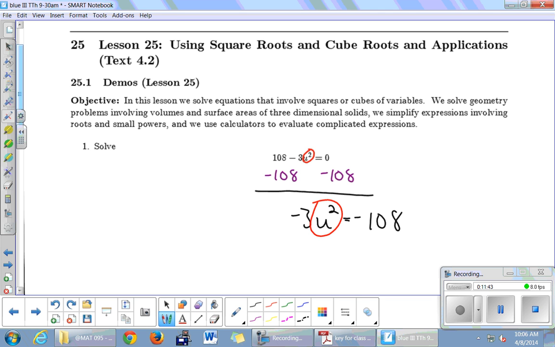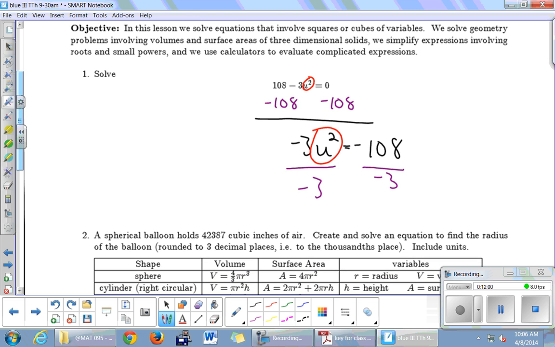I'll circle that u squared again. Okay, still not worrying about the square part, but just getting that negative 3 out of the way. What do we do? Divide both sides by negative 3. Without a calculator, do that division. I get 36. Is that okay? All right, so we get this answer: u squared equals 36.